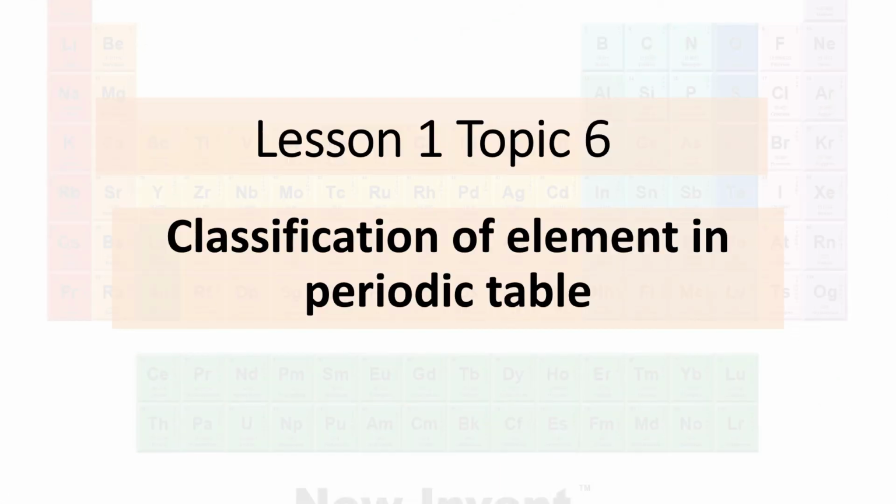Okay, that's all for our video today. I hope you can understand how to classify the elements in the periodic table. The classification involves period, groups and blocks using electronic configuration.